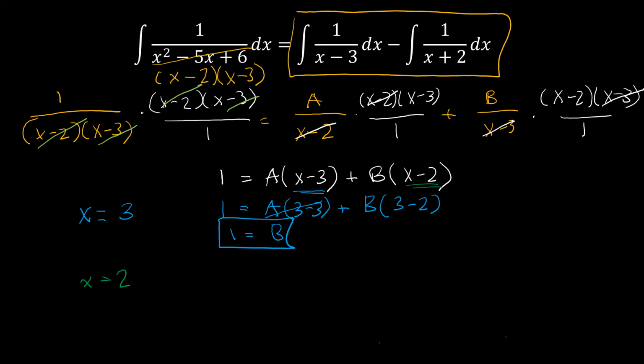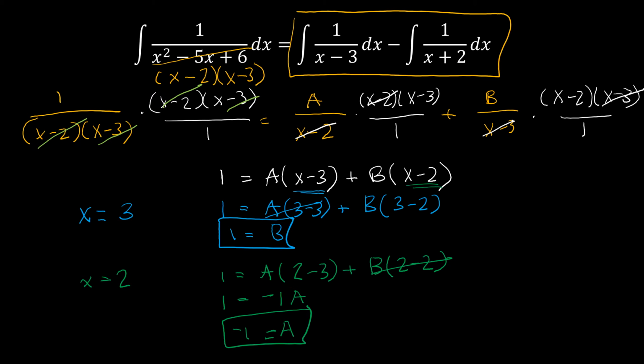Choosing a value of 2 gives me 1 equals a times x minus 2. I'm sorry, 2 minus 3. Got confused for a minute. 2 minus 3 plus b times 2 minus 2, 1 on the left side. a times 2 minus 3, 2 minus 3 is negative 1, so that's negative 1a, plus b times 0. Dividing by negative 1 gives me that a is negative 1.